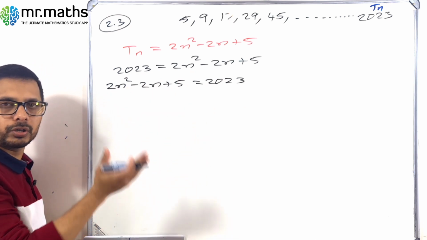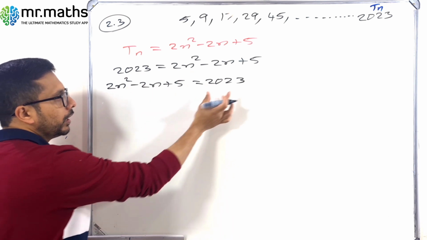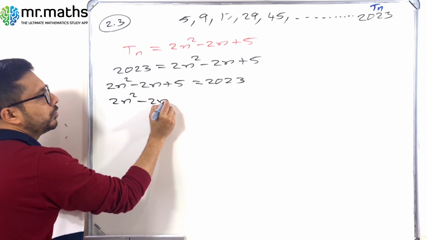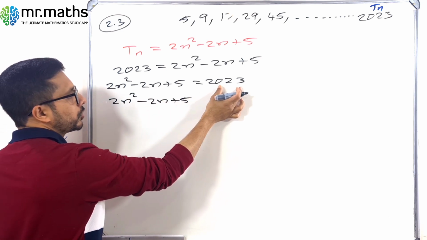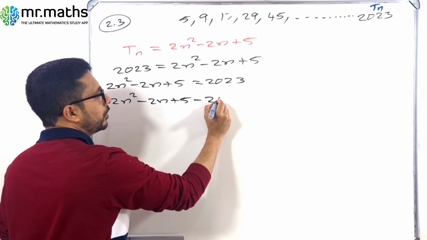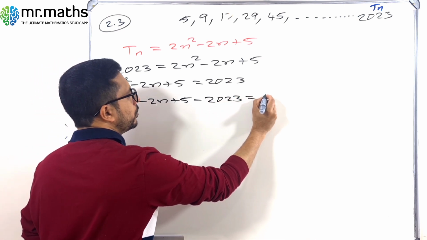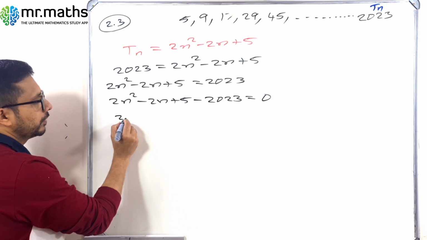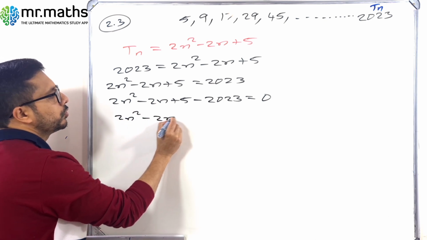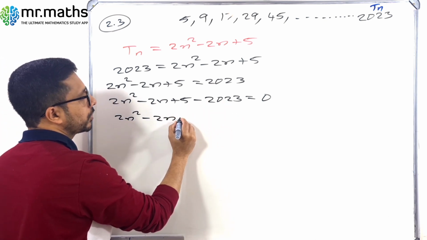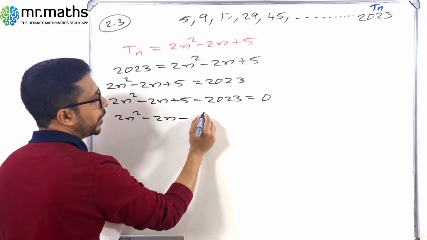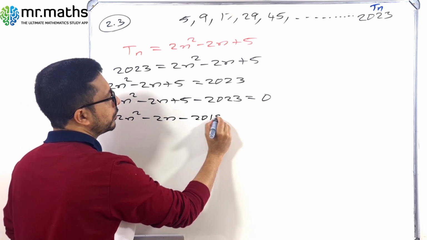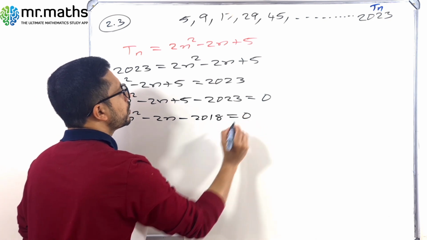Just to write a quadratic equation on the left side, take this one to the left side. So it is 2n square minus 2n plus 5, and on the left side it is minus 2023 is equal to 0. 5 minus 2023, check in your calculator, what is the answer? 2n square minus 2n, 5 minus 2023, what is this one guys, minus 2018, is equal to 0.